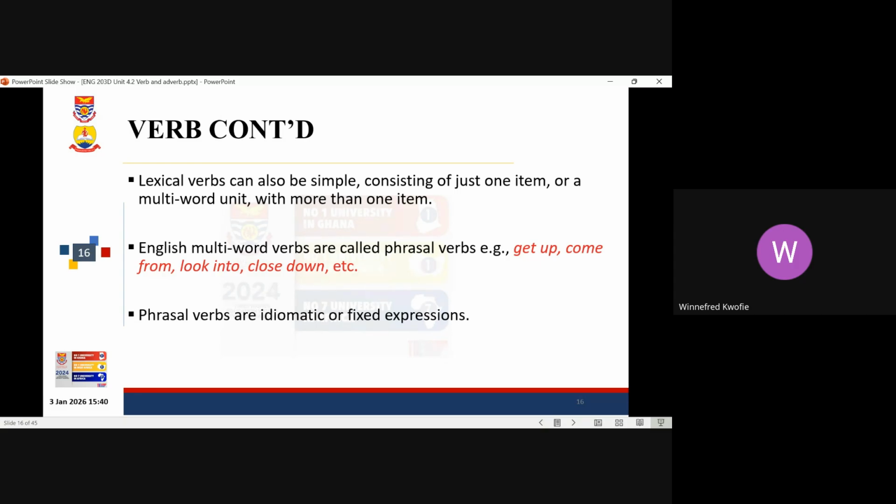Now, the multi-word forms are what we normally refer to as phrasal verbs.